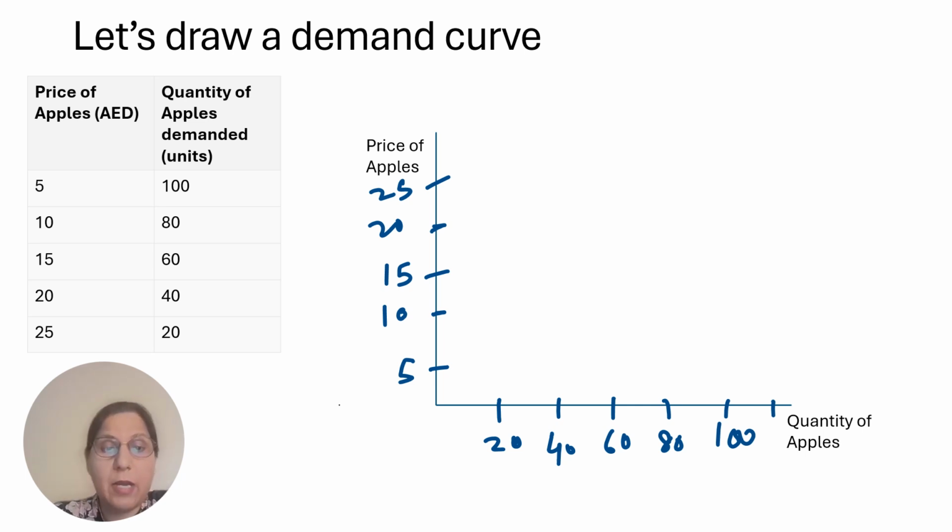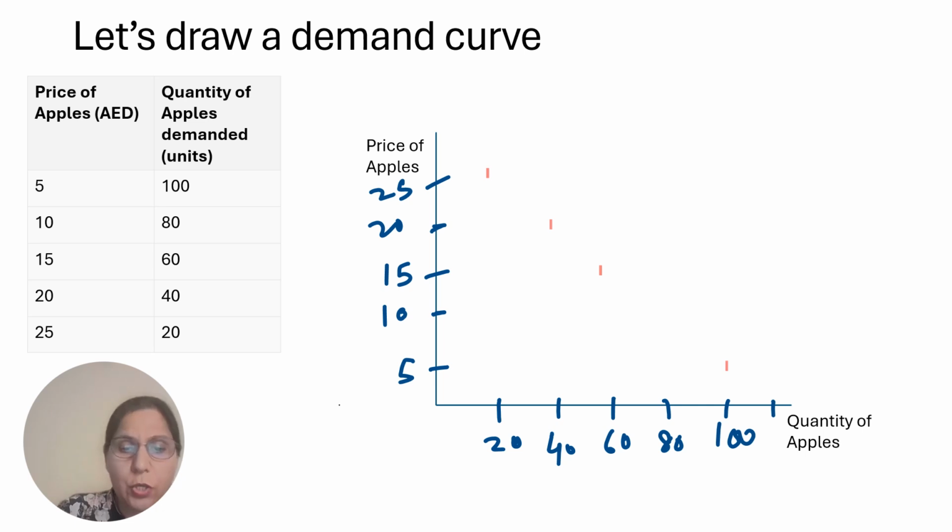Now, let's try and make this on this graph. When we make the graph, the very first step is you should know that the y-axis is always the price of the good. The x-axis is always the quantity of the good. Now, if we see here, when the price is 5, the quantity of apples demanded is 100. When the price is 10, the quantity demanded is 80. When the price is 15, the quantity demanded is 60. When the price is 20, the quantity demanded is 40. When the price is 25, the quantity demanded is 20.